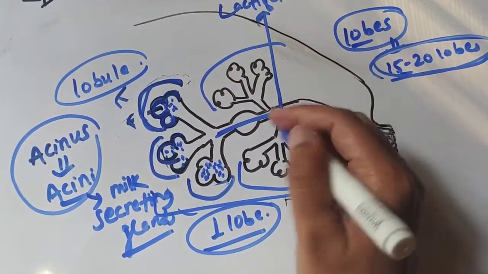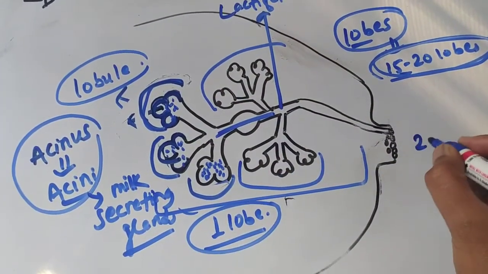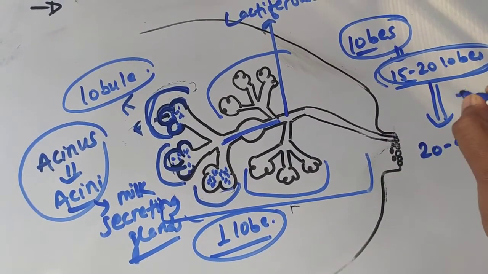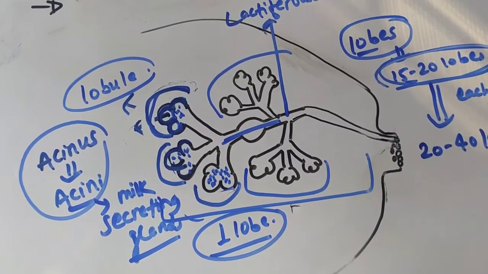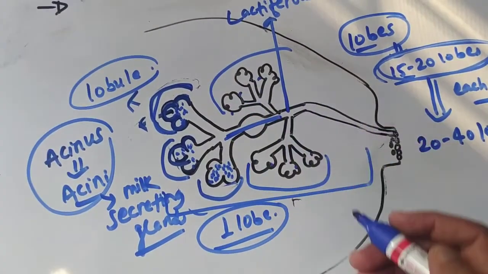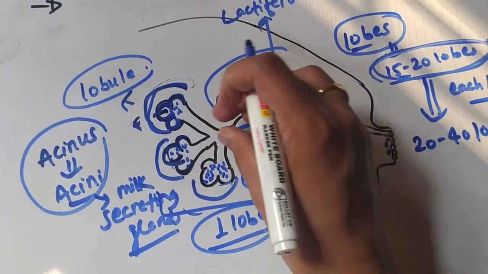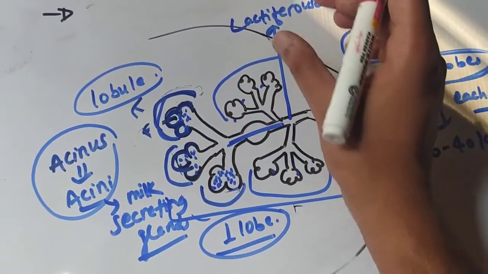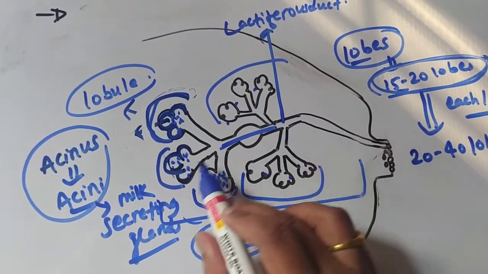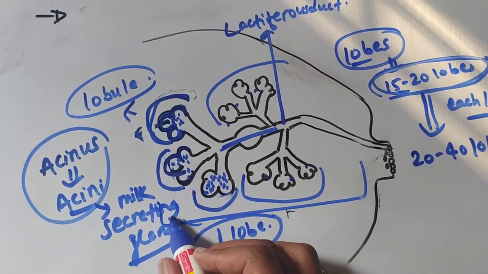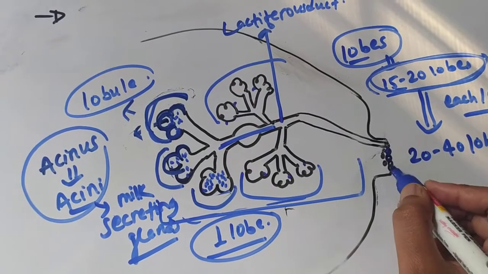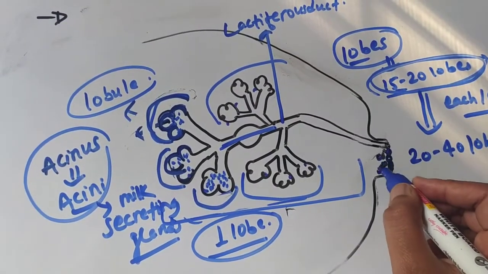In a lobe there are almost 20 to 40 lobules. Such lobules are 20 to 40 in number, and they converge in a duct, known as the lactiferous duct. And every lobe has a separate duct, and that separate duct opens into the nipple.